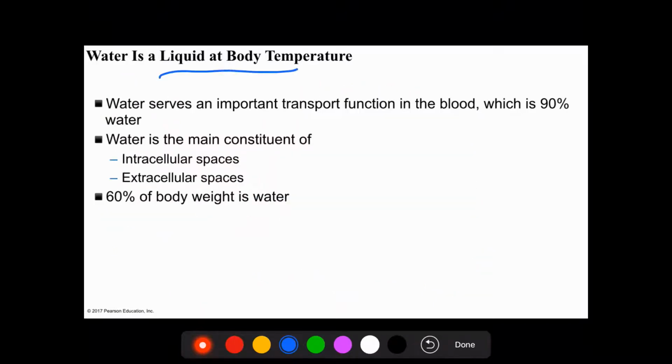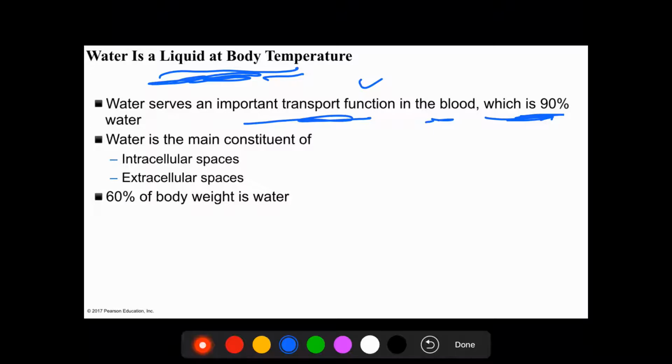Water also is liquid at body temperature, which helps in an important transport function of the blood, since around 90% of the blood is water. It is very critical that the water is liquid at body temperature. So this sustains our life.